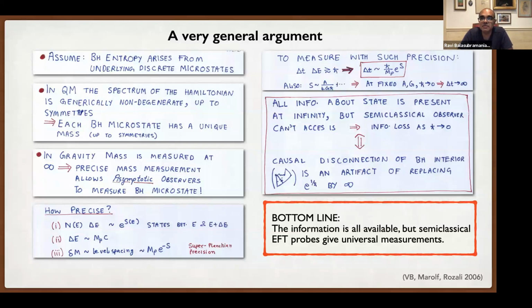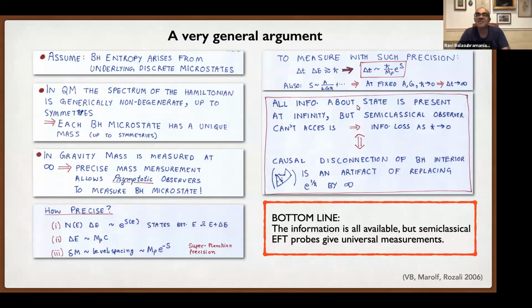So what do you need to do to measure energies with such precision? Again, using quantum mechanics, you know that delta T delta E is bigger than or equal to h bar, which tells you the amount of time you require to measure energies with the precision of this gap goes like 1 over the gap, which goes like e to the plus entropy.